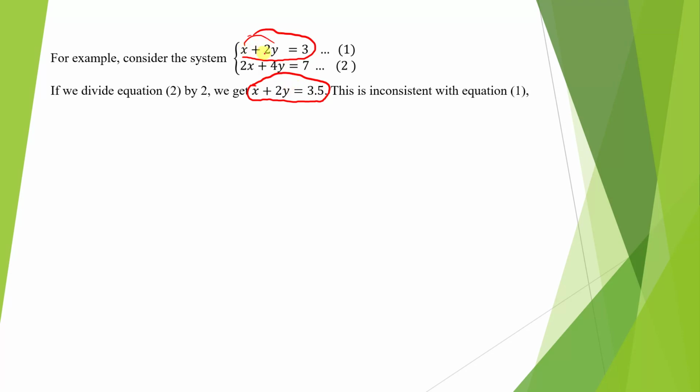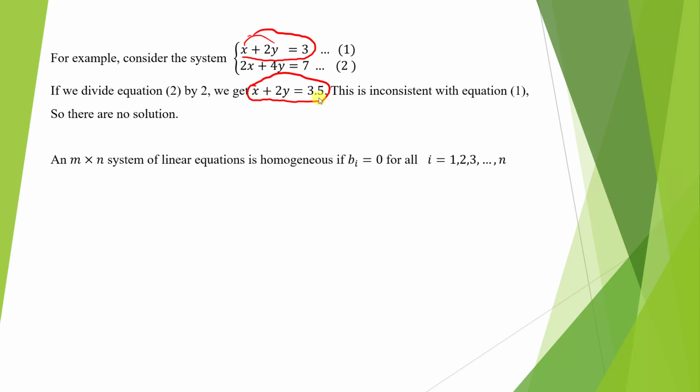This one, x plus 2y, equals 3 and this one equals 3.5. So is 3 equal to 3.5? No, it is not equal. So we can say this system is inconsistent, and we say that it has no solution.